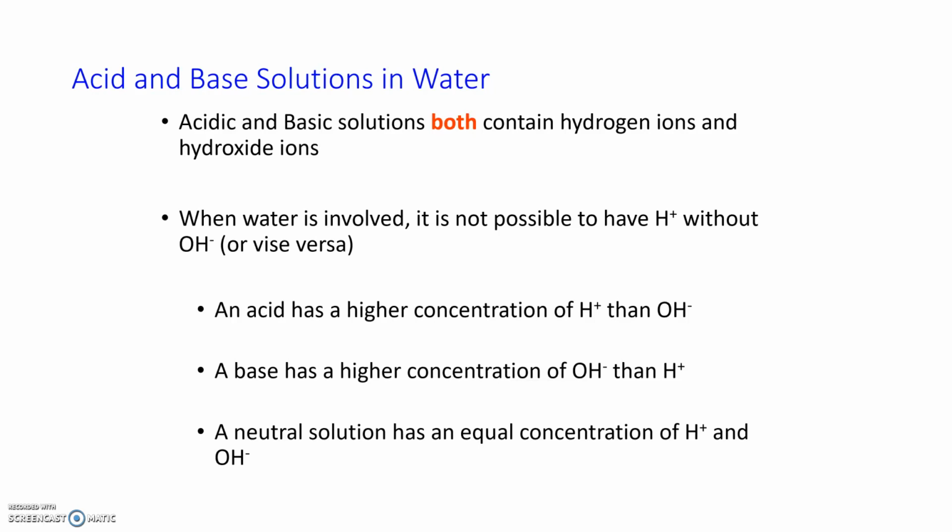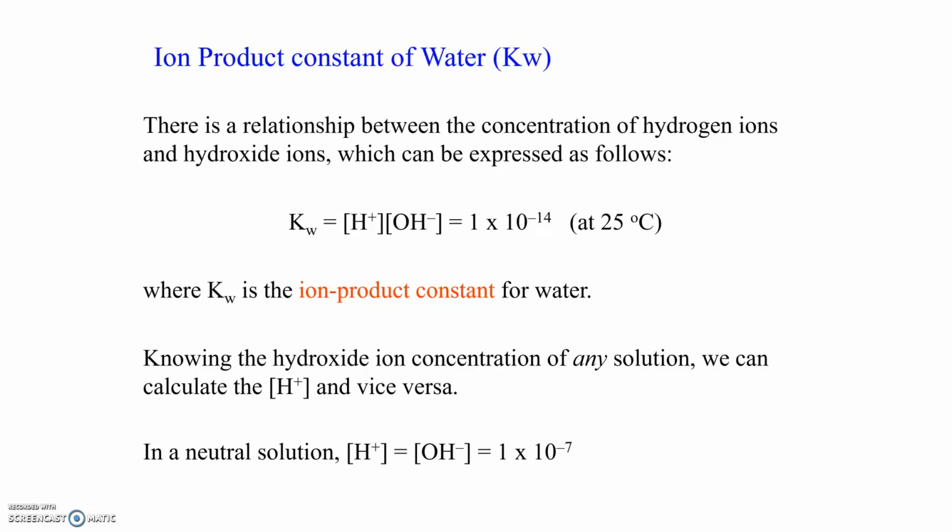So a better way to look at it is that an acid contains a higher concentration of the H plus, the hydrogen ion, compared to the hydroxide OH minus. On the flip side, a basic solution or a base has a higher concentration of OH minus, the hydroxide ion, compared to H plus. And we also can have neutral solutions. In a neutral solution, you have an equal amount of H plus and OH minus.